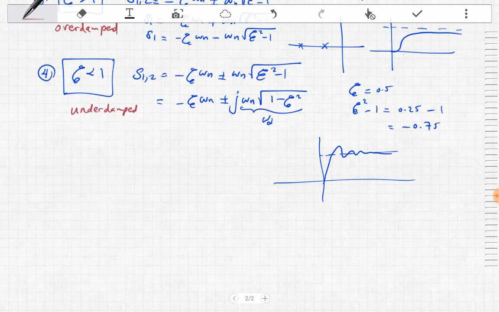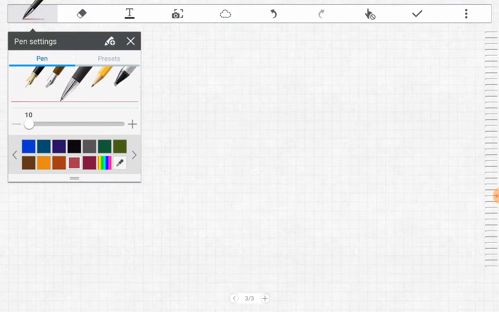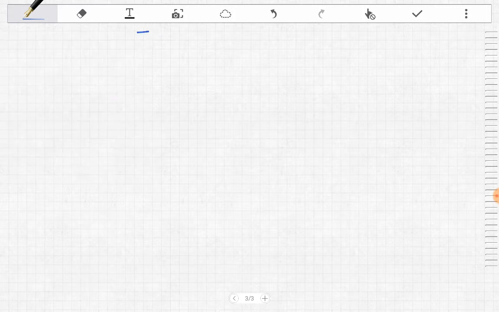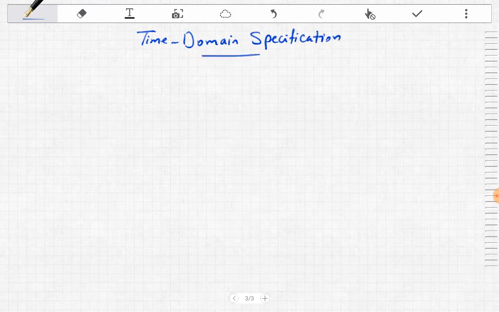So it minimizes the oscillation, as you see it, till the decay. So now we are going to talk about the case of the underdamped, and we call it time domain specification.